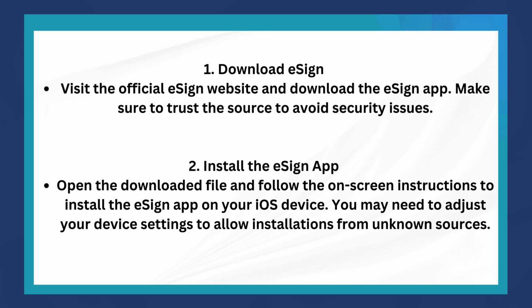The following step is to install the Esign app. Open the downloaded file and follow the on-screen instructions to install the Esign app on your iOS device. You may need to adjust your device settings to allow installations from unknown sources.